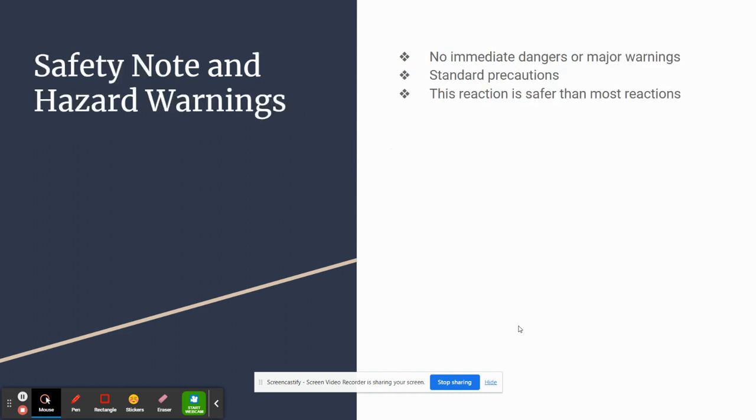So safety notes and hazards, there are no immediate dangers in this reaction. The paper stated no immediate threats, no major chemical explosions or anything. All the chemicals used in this reaction are fairly safe. They all only require standard precautions, and this reaction is safer than most.